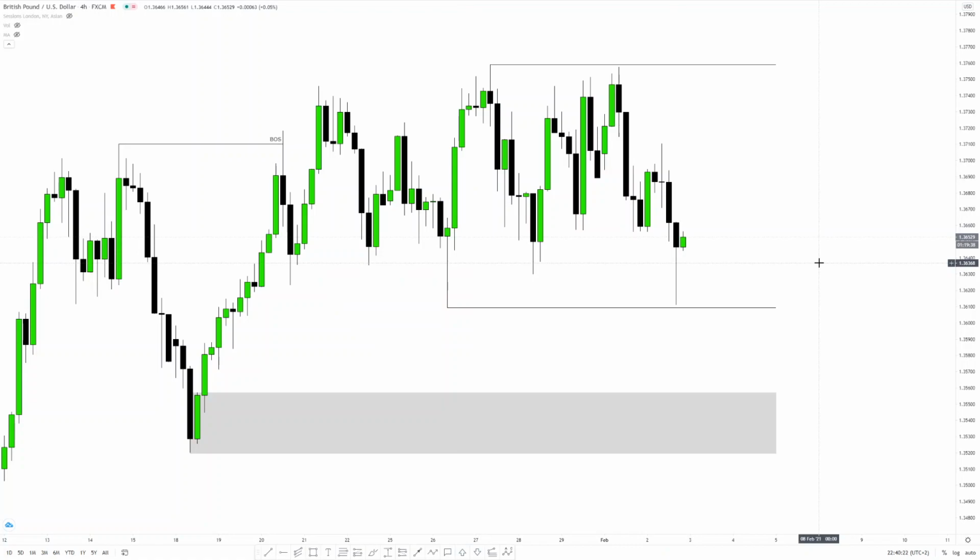So yeah, you can see that on this time frame, we took out this area right here.